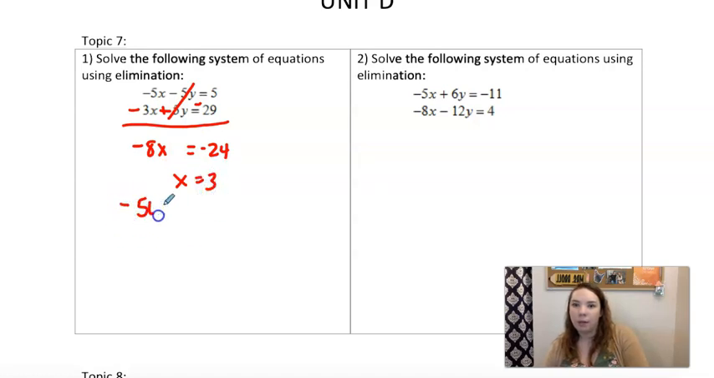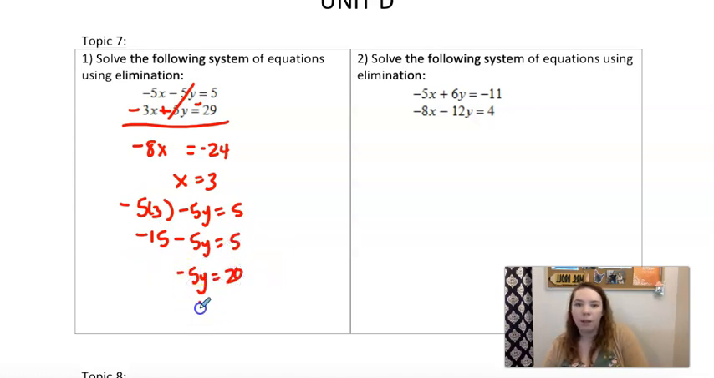And then we can plug it back in to find y. That's negative 15. So if I add 15 to both sides, I get 20. And if I divide by negative 5, I get negative 4.